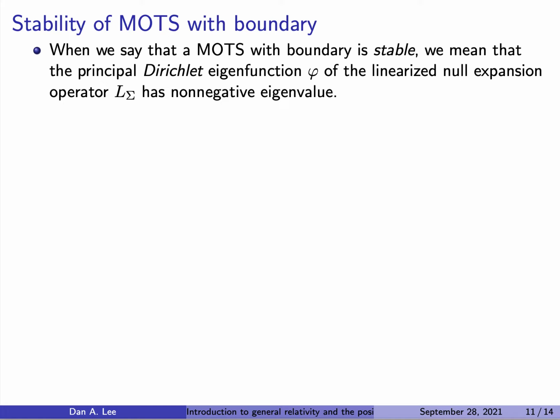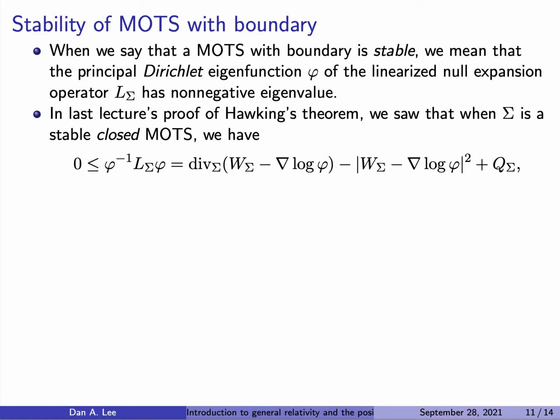So when we say that a MOTS with boundary is stable, we mean that the principal Dirichlet eigenfunction of the linearized null expansion operator L sigma, so that's the operator L sigma from last lecture, has non-negative eigenvalue. So remember, in general, stability means the principal eigenfunction has non-negative eigenvalue. So the difference here is if there's a boundary, then we interpret it as the Dirichlet eigenfunction. So these are eigenfunctions that are 0 at the boundary. Okay, so what does stability actually tell you?